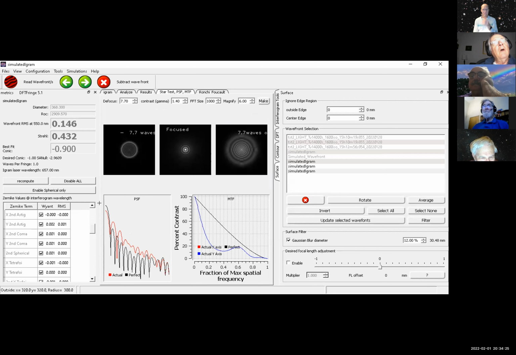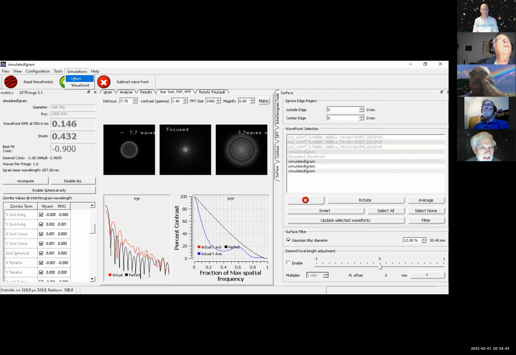Notice how the red line is climbing up to the top here, and you can see that the first ring is a little bit more. You can see that in the focused area here.